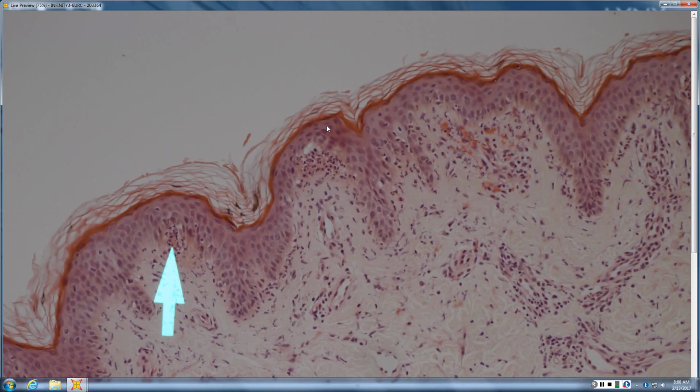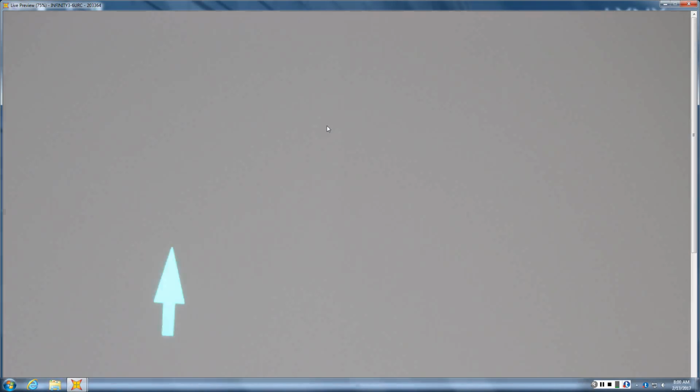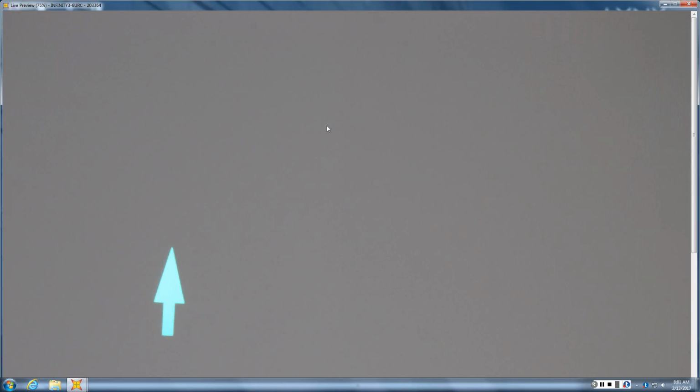So what's your full differential for this? So DH, linear IgA, EBA, neutrophil-rich BP. Exactly. So this is your whole PLAID differential. P for pemphigoid, L for lupus, bullous lupus, A for EBA, I for linear IgA, and D for DH. Very good.